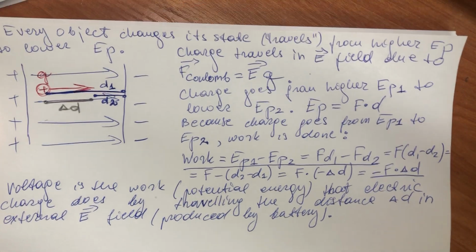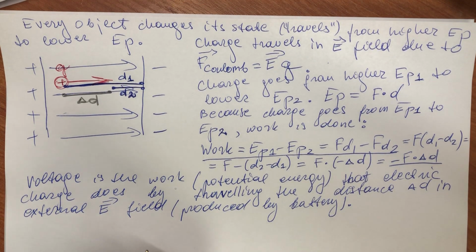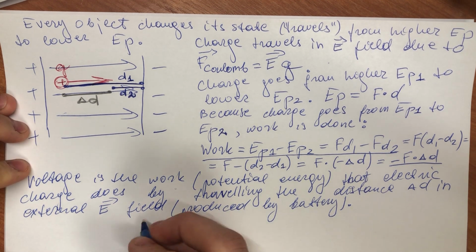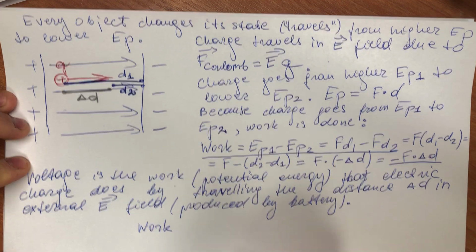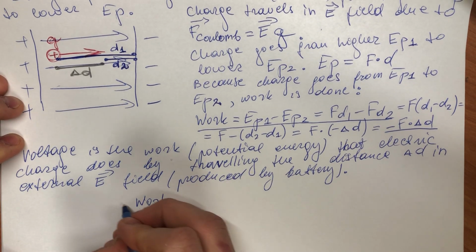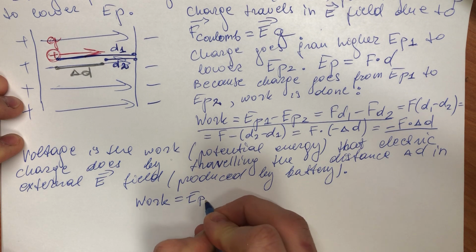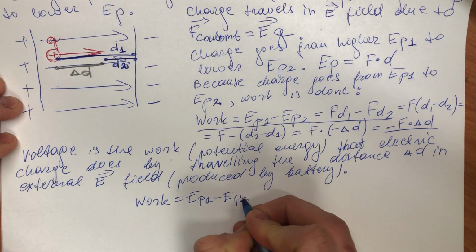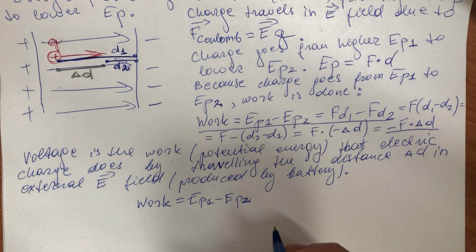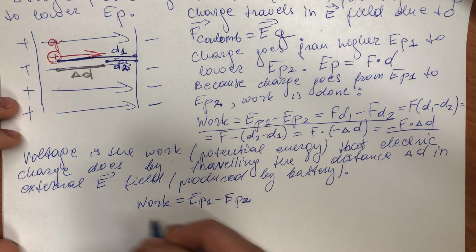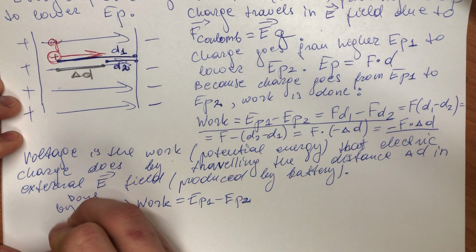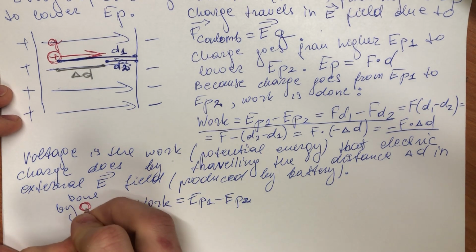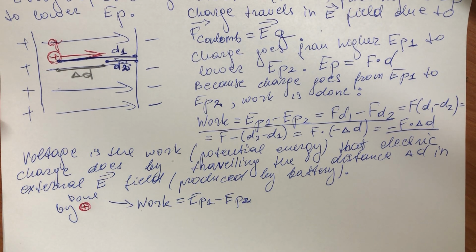So this is what's happening here. Now we will write the work, here again, work is EP1 minus EP2, the difference in potential energy. And this work is done by this positive charge. Okay, positive charge.